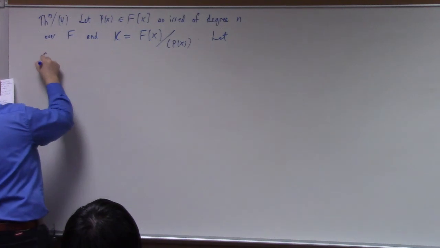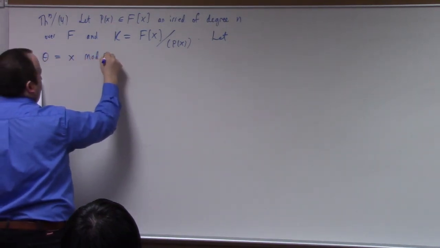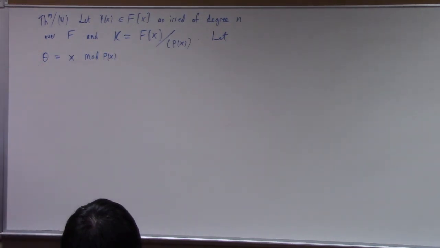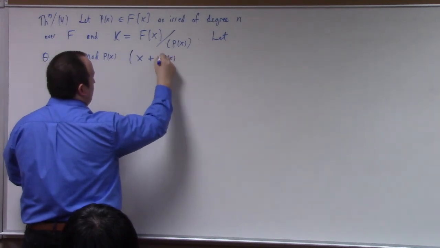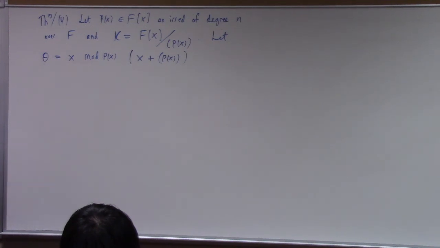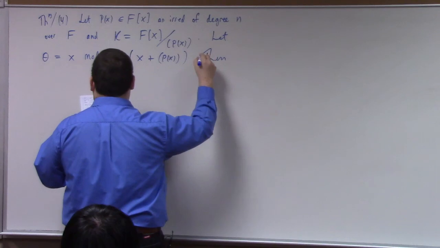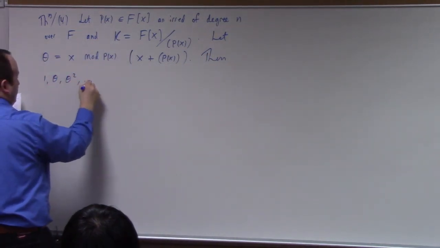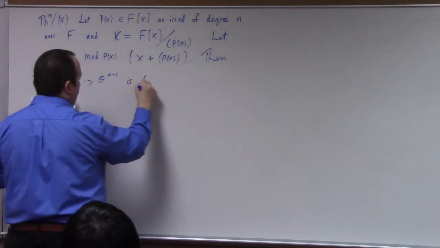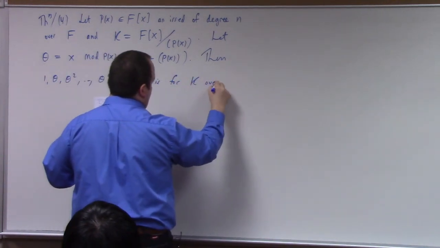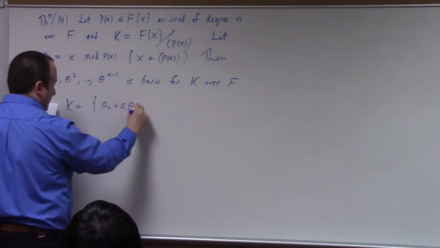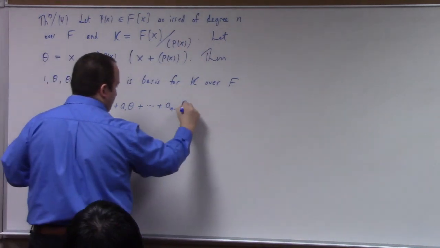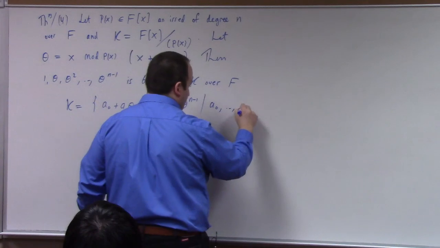If we let theta equal x mod p(x), so this must be his notation for working in a factor ring. I think last semester I would have written theta equals x plus the ideal generated by p(x). Then 1, theta, theta squared, up to theta to the n minus 1 is a basis for K over F. In other words, we have K is equal to the set a0 plus a1 theta plus and so on plus a(n-1) theta to the n minus 1, where the coefficients a0 through a(n-1) are in the field F.